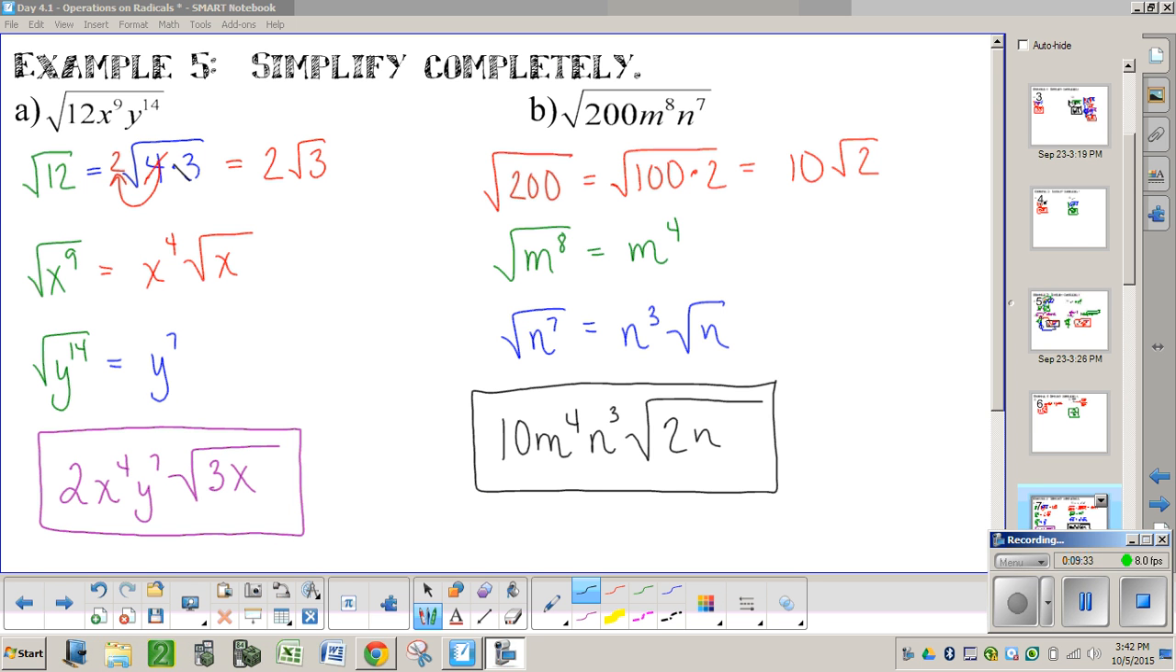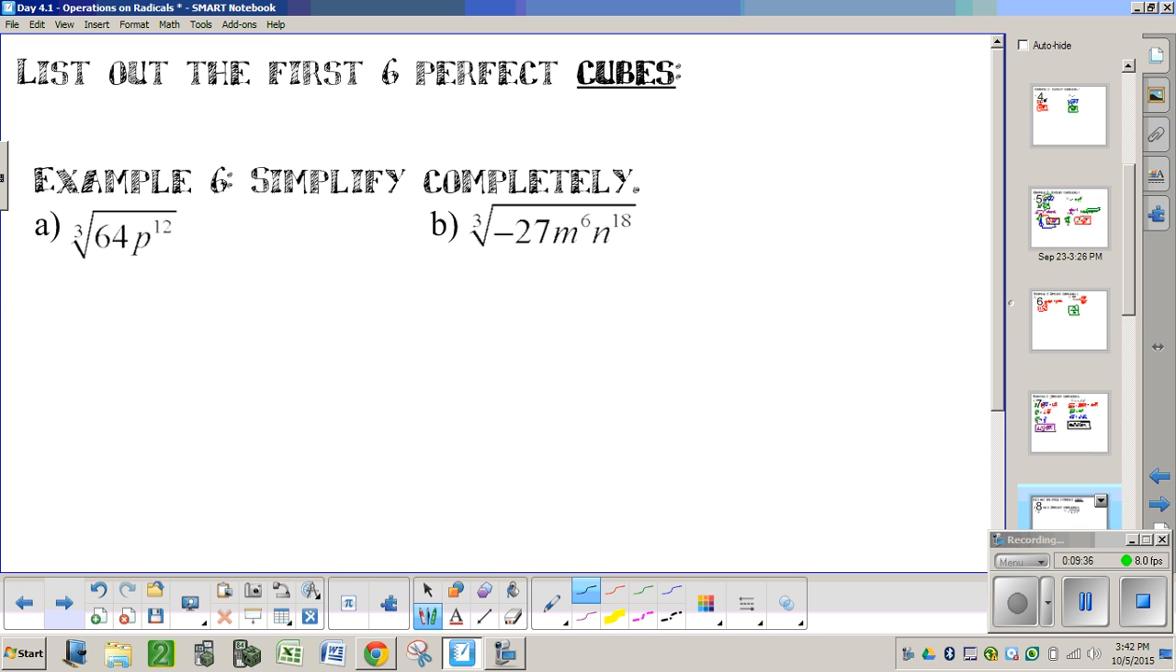All right, let's get into some cube roots. So we're going to start off by listing our first perfect cubes. If I'm talking about a cubed root, it's something multiplied by itself 3 times. So 1 cubed is 1, 2 cubed is 8, 3 cubed is 27, 4 cubed is 64, 5 cubed is 125. So that would be 5. Now, if I did 6 raised to the third power, what would that give me? 216. Good job. All right, so there's our first 6 perfect cubes.